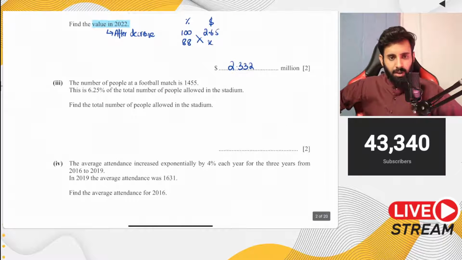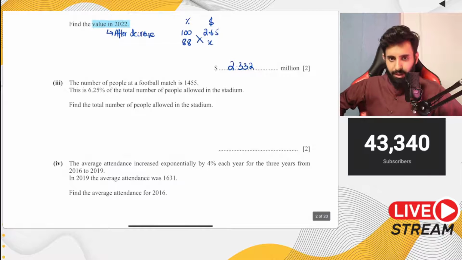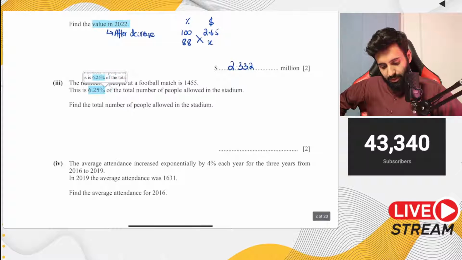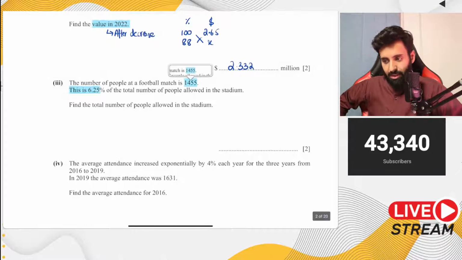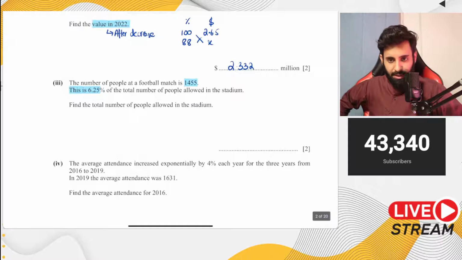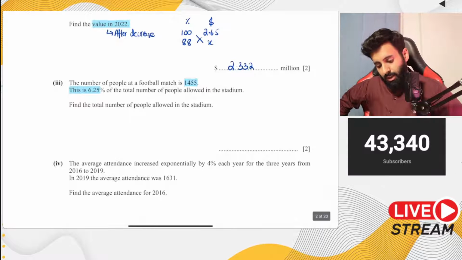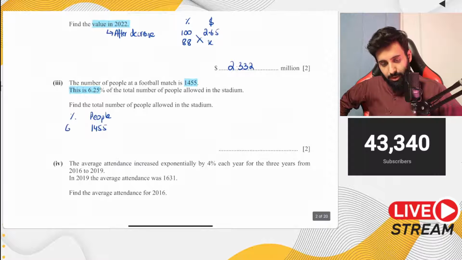Now part 3. Part 3 says the number of people at a football match is 1455. This is 6.25% of the total number of people allowed in the stadium. Okay, this is 6.25%, so that means 1455 is actually 6.25%. Okay, so again, you make a column for percentage and you make a column for people. So this 1455 that you're looking at is actually 6.25%.